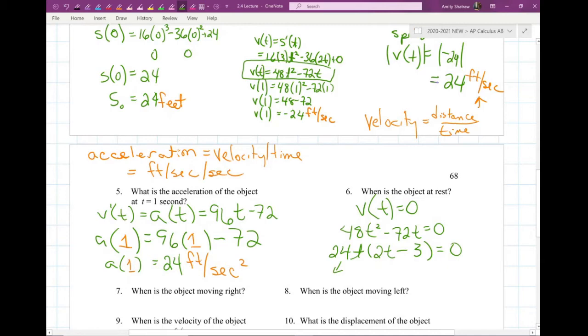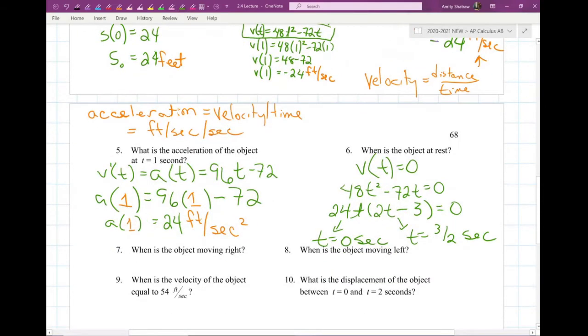And by the way, 24t equals 0. Well, then t must equal 0. And 2t minus 3 equals 0. Well, then I'm going to end up with t equals 3/2. And again, both of these are going to be in seconds. All right. Now, if I now know when the object is at rest, that's phenomenal. I'm very excited about that.